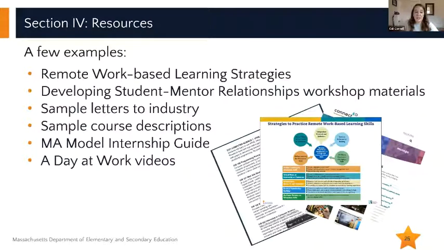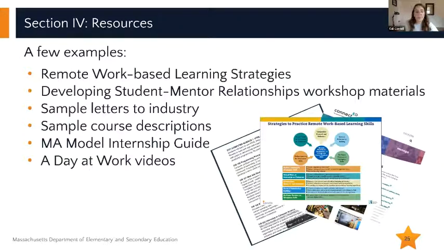Last month, CCE hosted a workshop for the Innovation Pathways community of practice focused on development of student-mentor relationships and work-based learning experiences. The recording of this workshop, which was held virtually, and the presentation slides are linked here within this section.